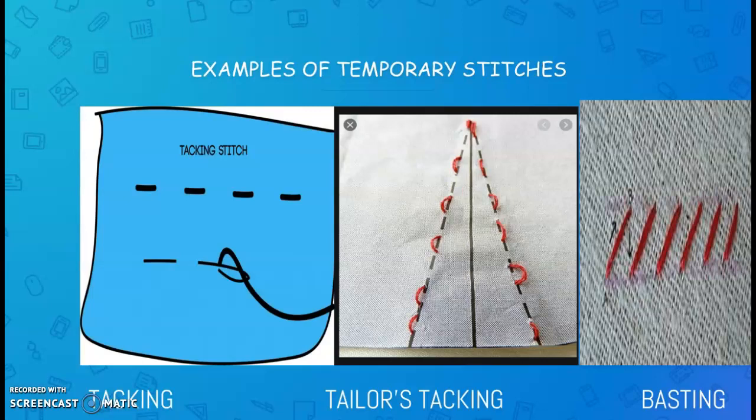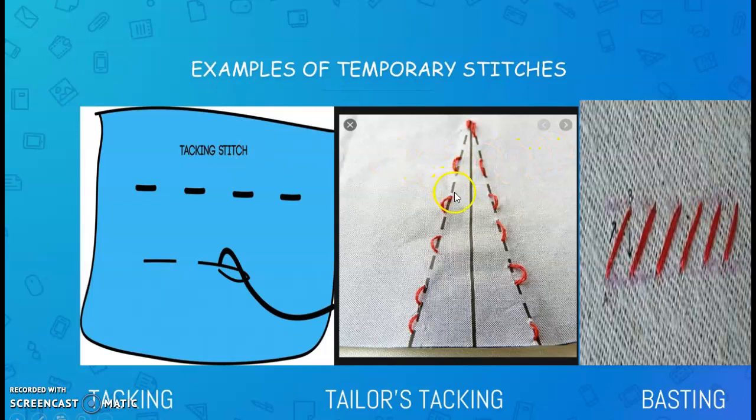We have some examples of temporary stitches here. The first one is tacking. Tacking, we have several types. We have even and uneven tacking. With even tacking, the intervals are the same. And with the uneven tacking, the intervals are not the same. The stitches too are not the same. What we see here is even tacking.